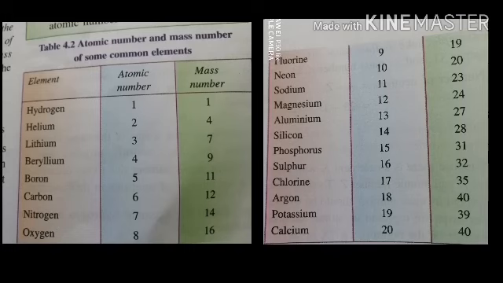What are the elements? Hydrogen, helium, lithium, beryllium, boron, carbon, nitrogen, oxygen, fluorine, neon, sodium, magnesium, aluminium, silicon, phosphorus, sulfur, chlorine, argon, potassium, calcium. You can study the atomic numbers easily. I will give one code for you. You listen to it and try to study that code.